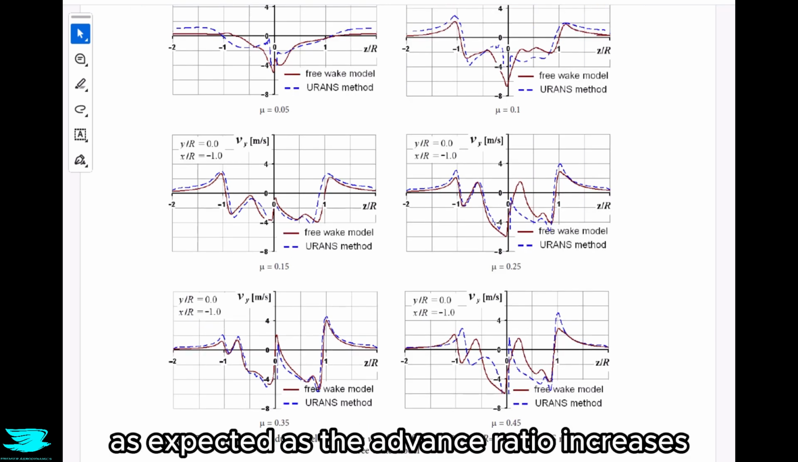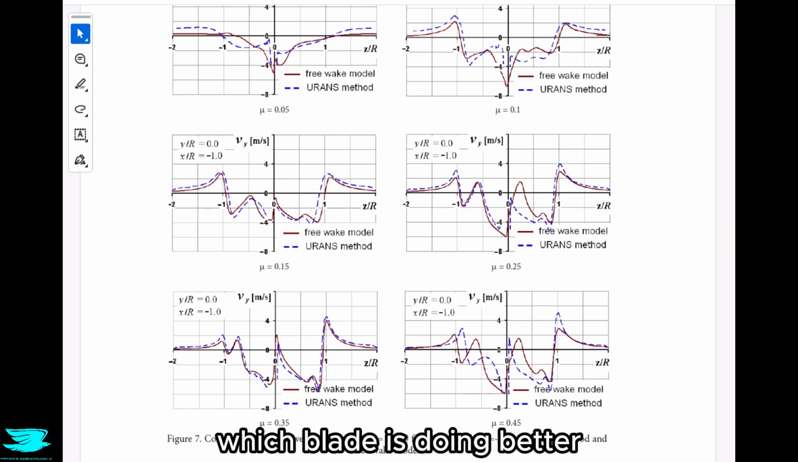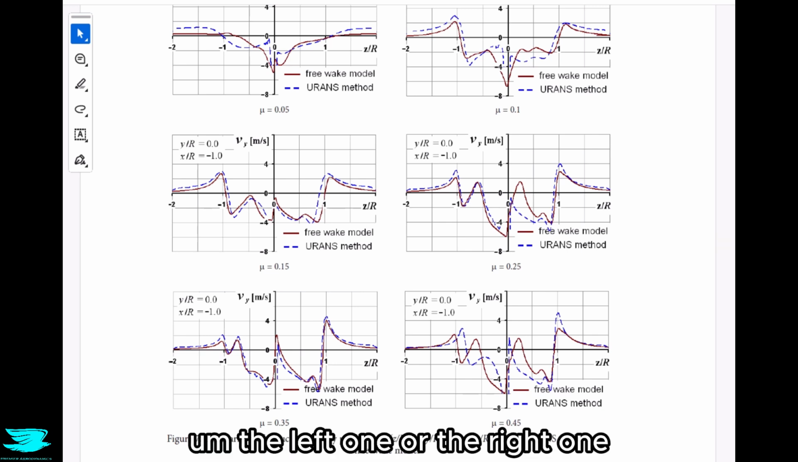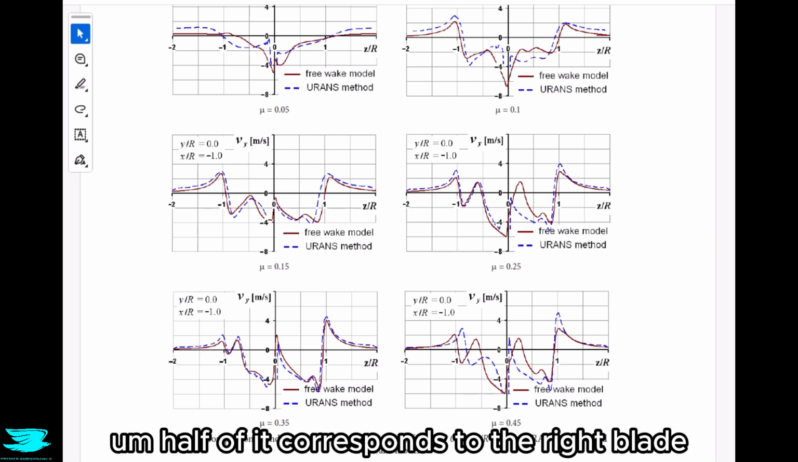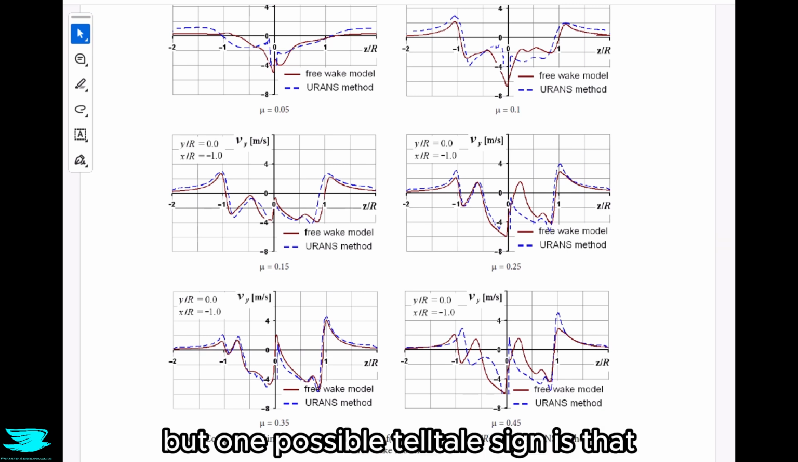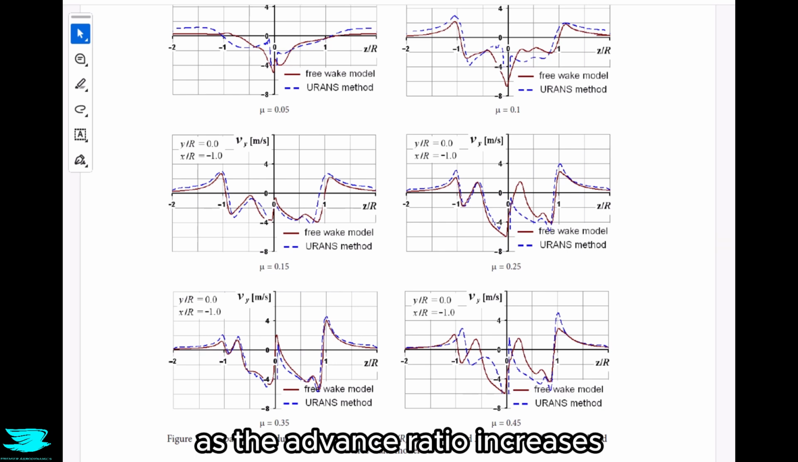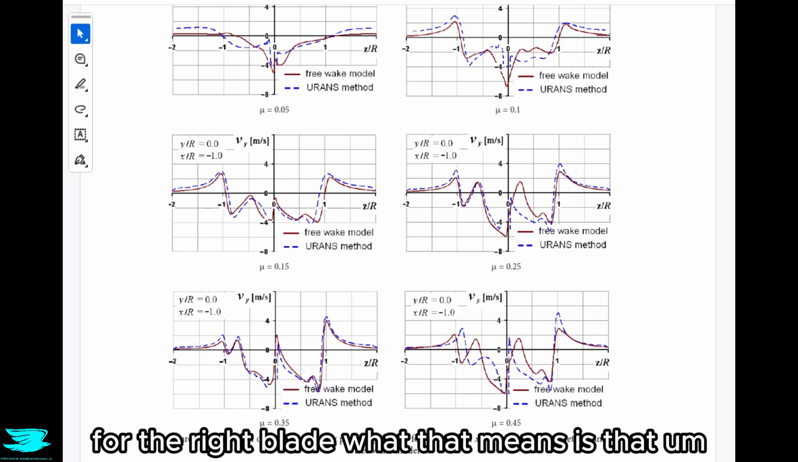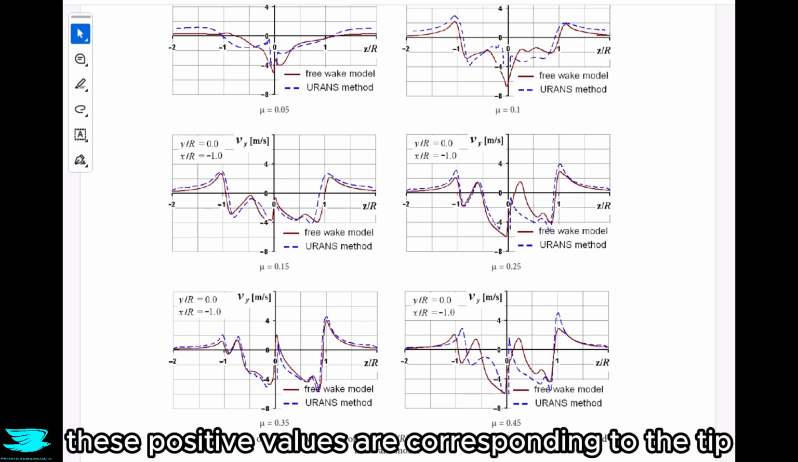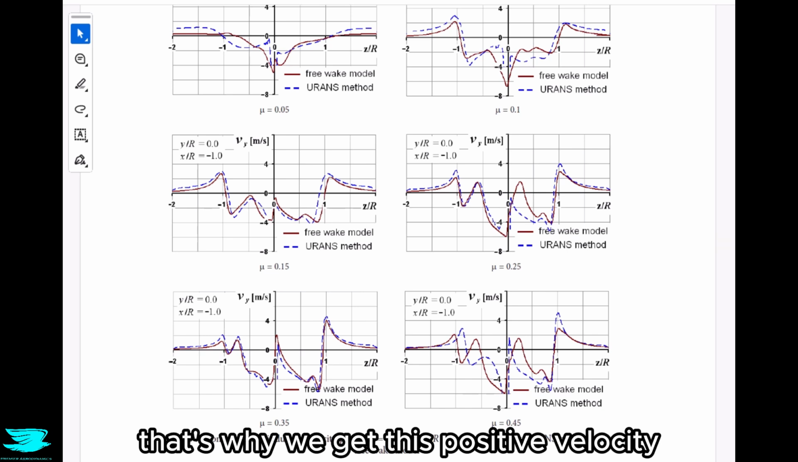As expected, as the advance ratio increases, the graphs become more and more asymmetric. It's a little hard to tell just from these graphs which blade is doing better, the left one or the right one. The left one corresponds to the left half of the graph, and the right half of it corresponds to the right blade. But one possible telltale sign is that if you look at the tips, so -1 and 1 on the x-axis, as the advance ratio increases, the speed here becomes more and more positive for the right blade. What that means is that I'm pretty sure these positive values are corresponding to the tip vortices. So the tip vortices are now like washing flow upwards. That's why we get this positive velocity.